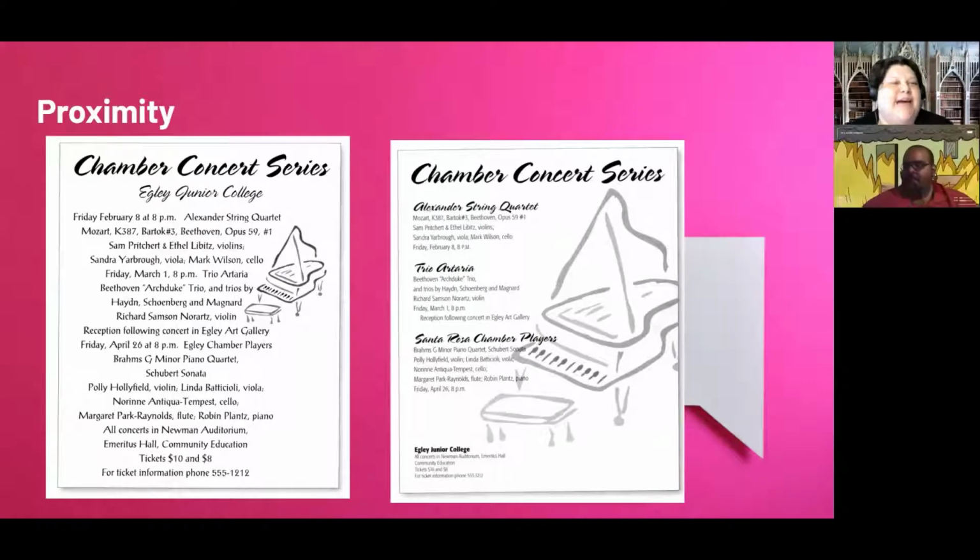And so that's what's happening with these two documents: we have a large concentration of text in the left example, and on the right, they've actually grouped things together. They've adjusted fonts, they've selected a header font, and then they've grouped information that's related. So this information about the Alexander String Quartet and what they're playing and who's performing, it's all grouped under there.